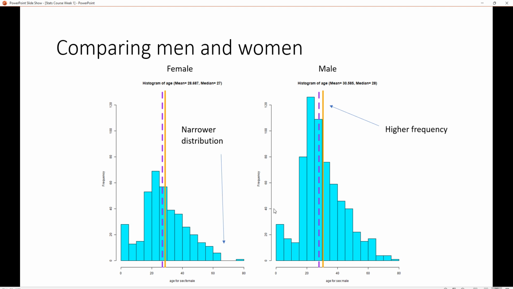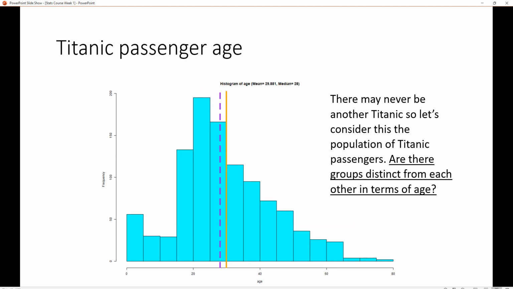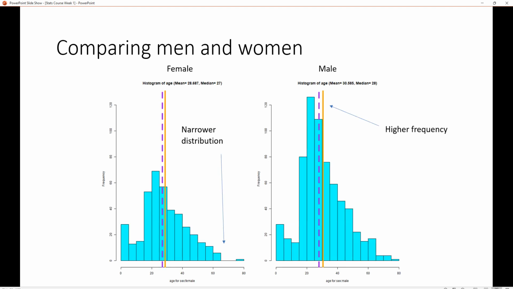So just by looking at these distributions, they sort of resemble the overall distribution. We see in both slides that we do have a higher frequency on the lowest ages. So we can guess that there are many infants and toddlers on board the Titanic, and we also have a positive skew as well.